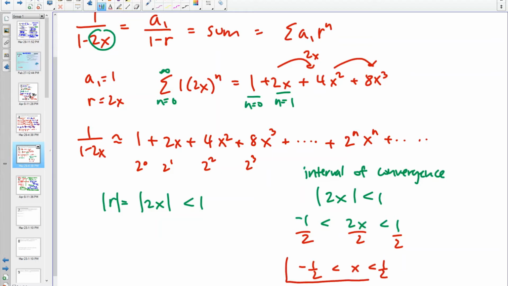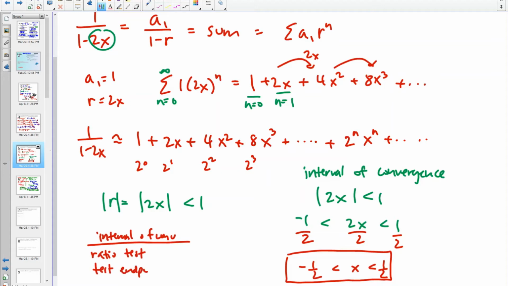And this is the interval of convergence where this is true, where 1 over 1 minus 2x is equal to this series here, 1 plus 2x plus 4x squared plus 8x cubed, and on. Okay, now notice, before today, when we talked about interval of convergence and the radius, we said use the ratio test, and then you had to test your endpoints. The reason you had to test your endpoints was that the ratio test was inadequate at the endpoints. At the endpoints, your ratio test would actually make your limit equal to 1.